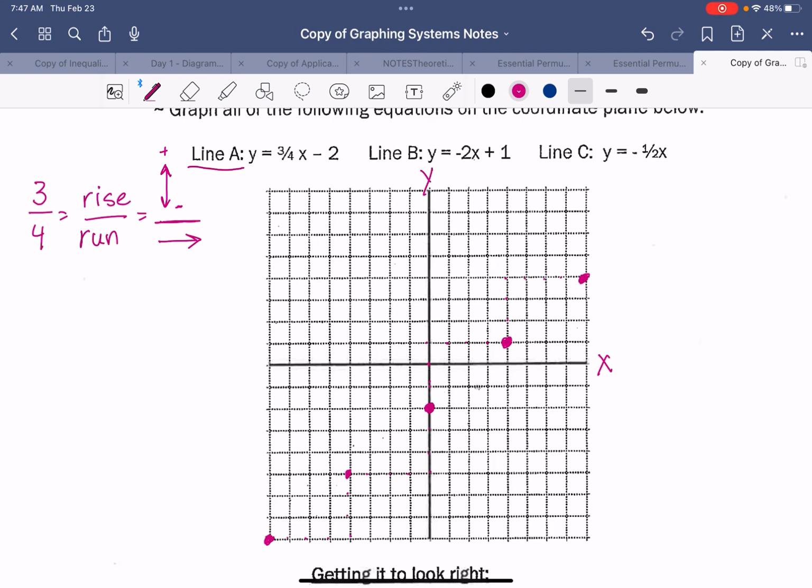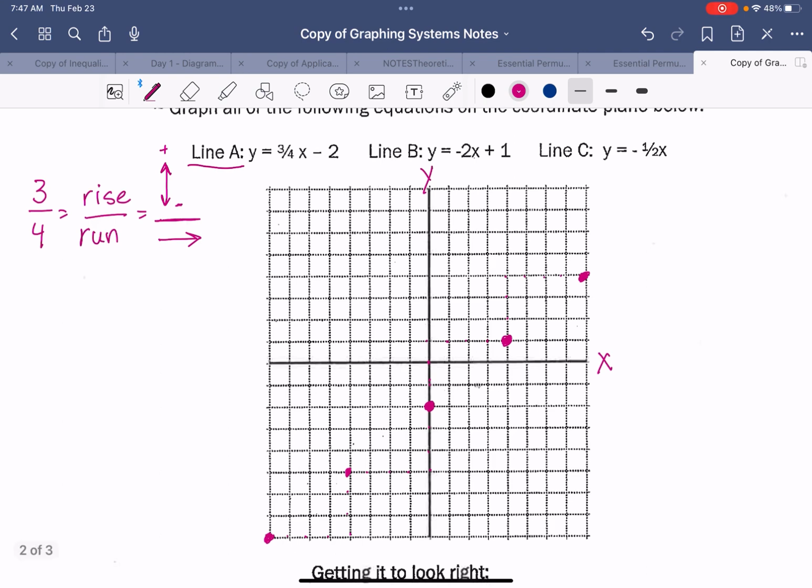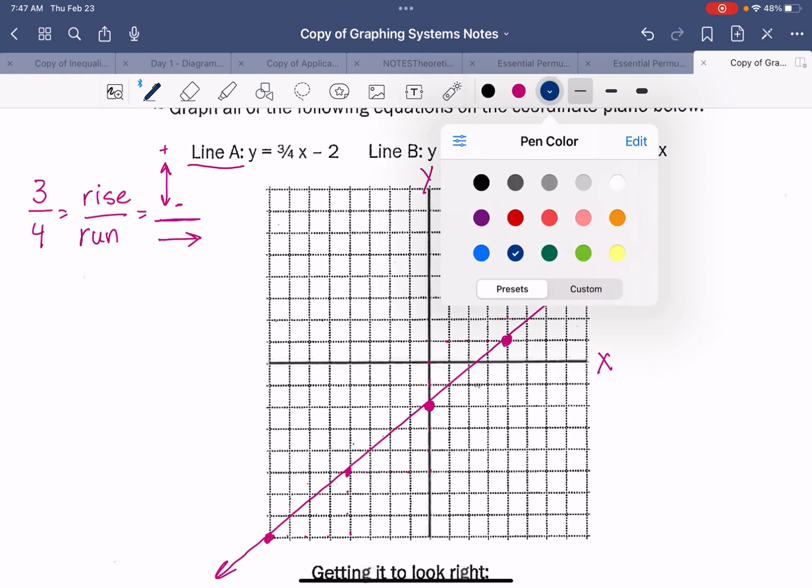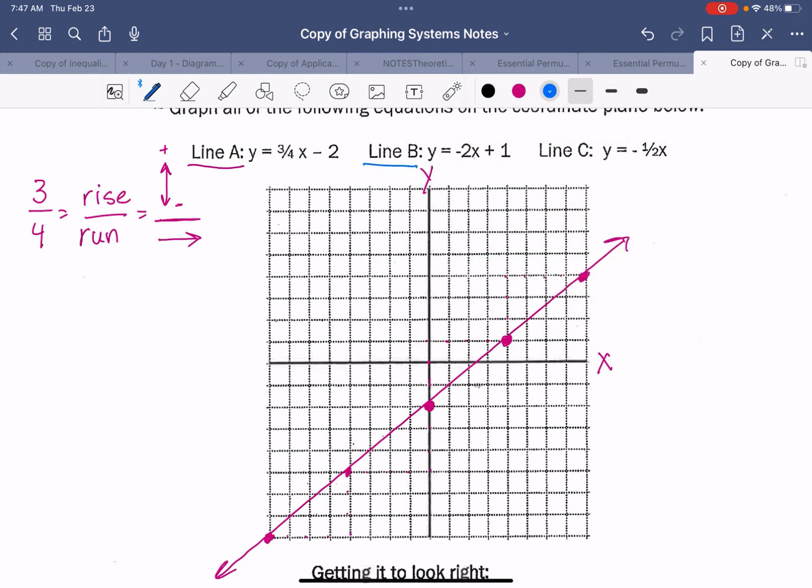Okay, so I almost need a straight edge here. Let me grab a piece of paper, and I'm going to draw us a fairly nice line like so. Here is our line, okay? All right, let's pick a different color. Let's do this one. Let's try this for line B.